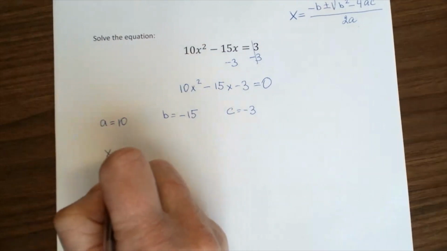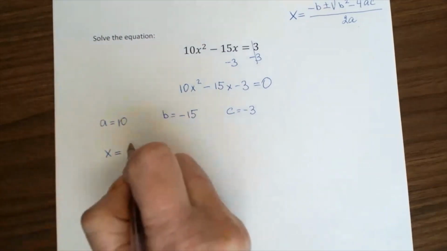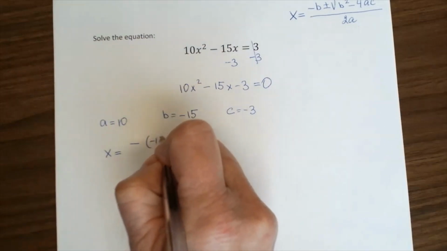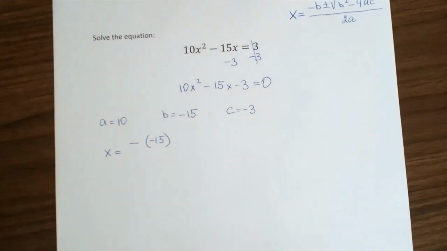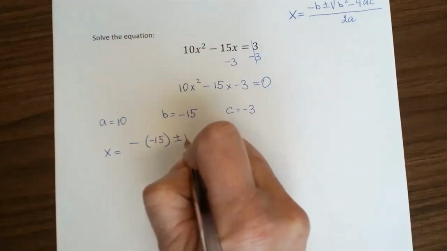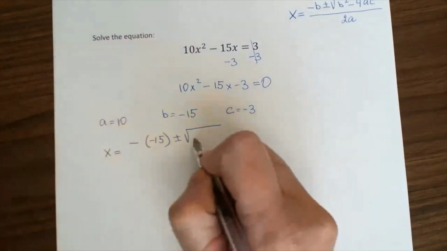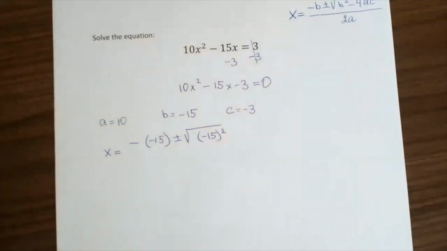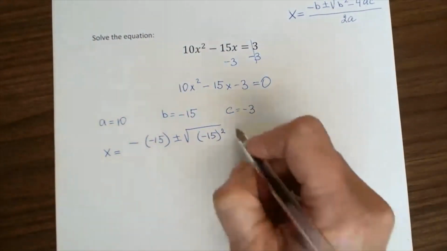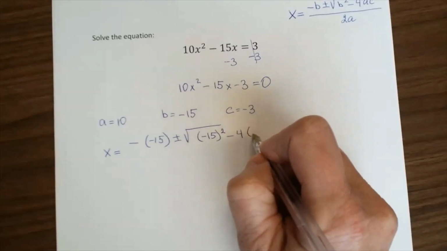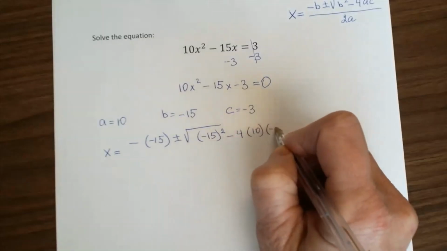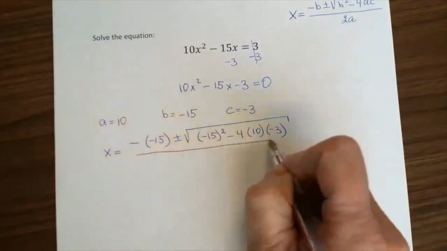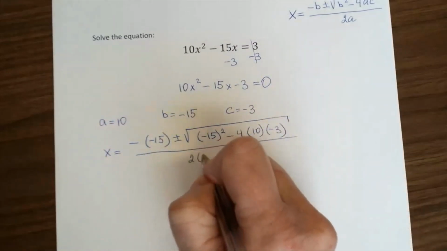Let's use the formula. X equal negative, and my b is negative 15. I will put it inside of parentheses. Plus minus square root, again, negative 15. I will put inside of parentheses, minus 4 times 10 and times negative 3 over 2 times 10.